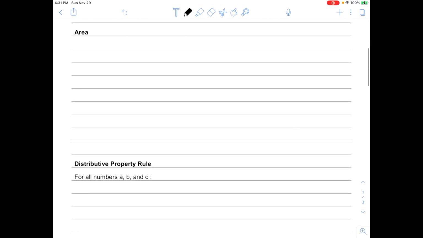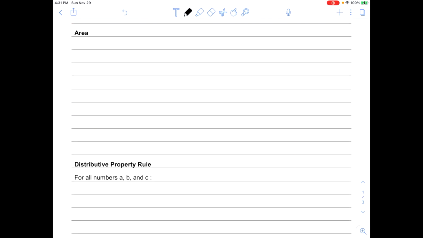So the distributive property is a little bit complicated, so I'm going to start by showing you an example of what it is and how it works, and then I'm going to give you the rule. So let's say I had a rectangle, and this rectangle, I told you, was 4 units tall and 3 units wide. If I wanted you to find the area, you would do 4 times 3, and we would get an area of 12.